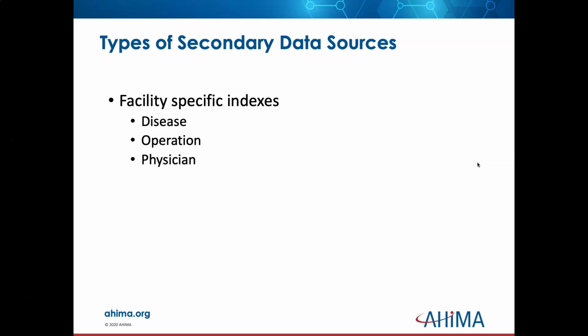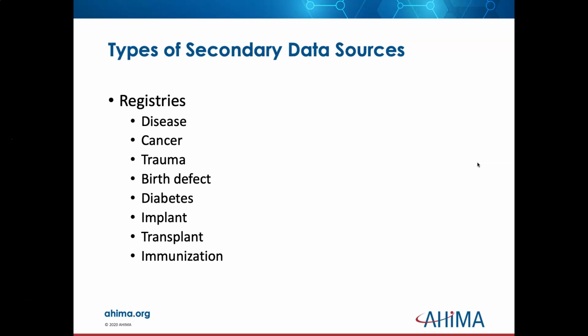There are facility-specific indices, not indexes, but indices, such as disease, operation, and physician. And we kind of touched on that briefly in chapter 6 when we were going through the PowerPoint there. There are registries: disease registries, cancer registries, trauma registries, birth defect registries, diabetes, implant, transplant, immunization. There are all these registries that pull data from the primary system through the secondary data source and track those types of things.